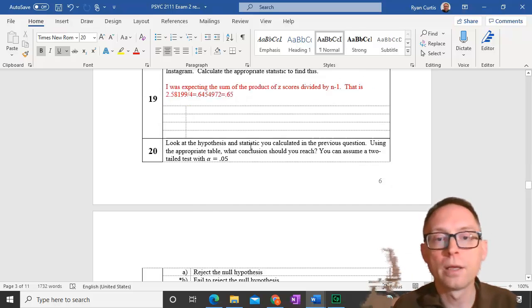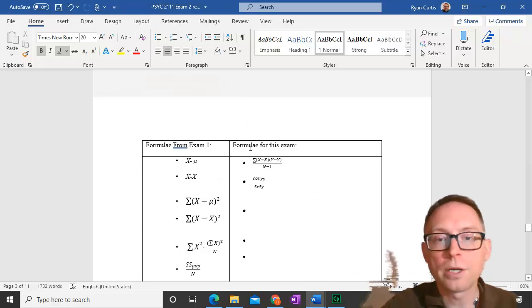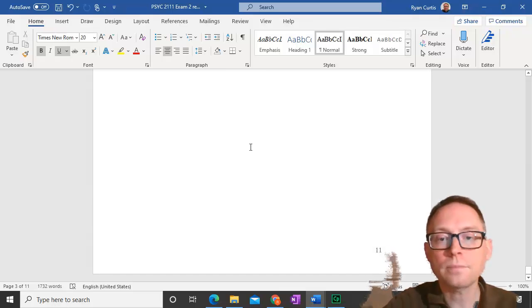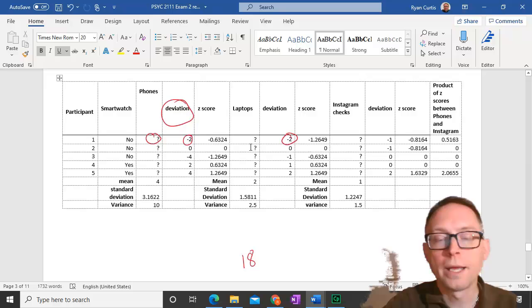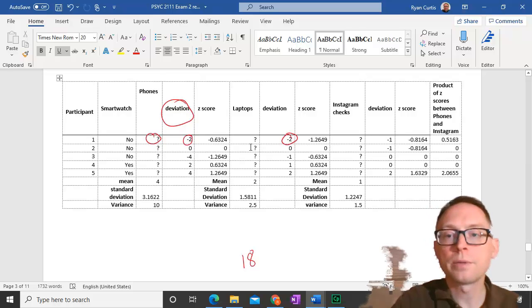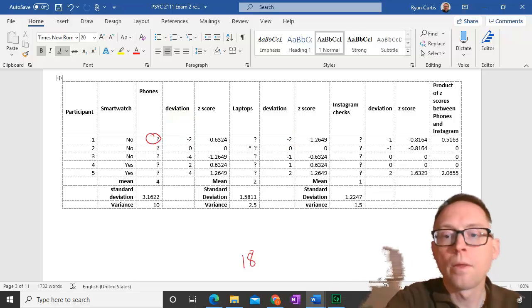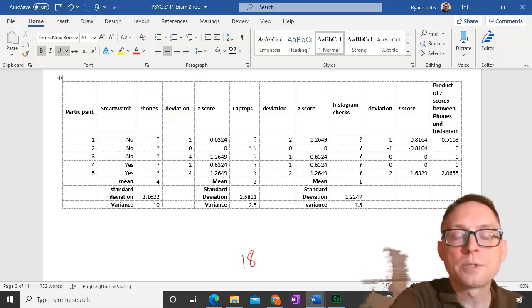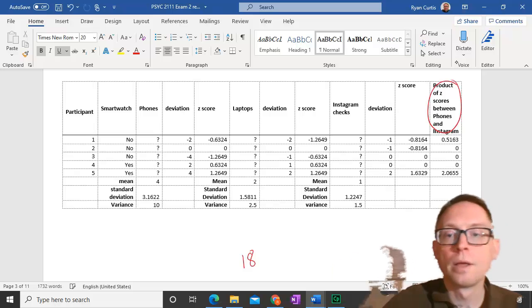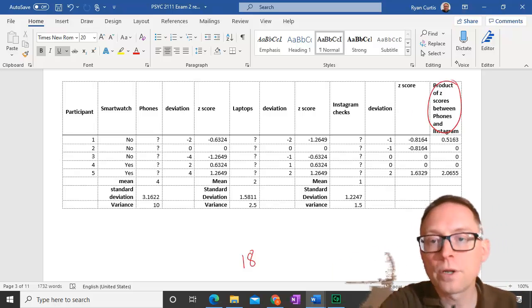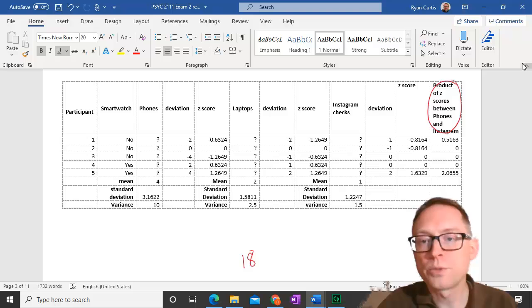Now let's take a look at our data. I need the R between phones and Instagram if this is the case. Come back to me. All right, so let's get rid of some of this stuff. Now, in this particular case, I was super nice to you, and I actually calculated it for you, right? The product of z-scores between phones and Instagram, there it is right there.